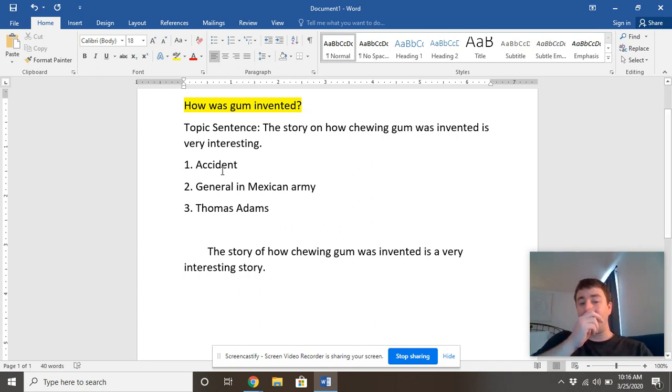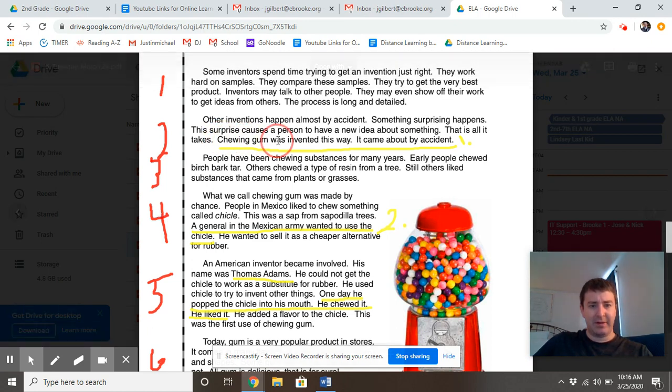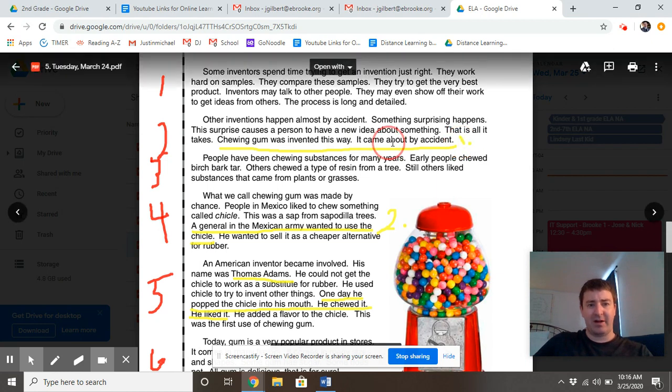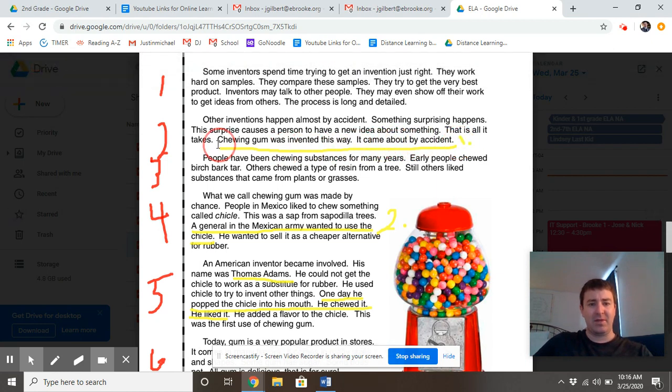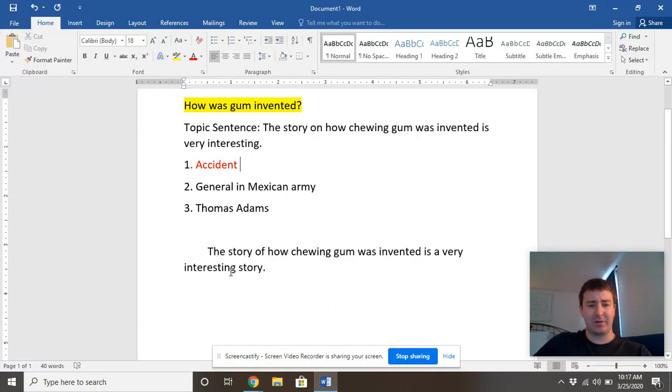And let's go ahead and let's start with our first detail. So our first detail we're going to be writing about today is the accident. Gum was accidentally invented, and let's go back and just take a look at that in our passage. Let's reread that line. It starts right here. Chewing gum was invented this way. It came about by an accident. So this line right here is what we're going to try to use in our writing. Of course, we're going to put it into our own words, but I think it's a good way to start out our passage.